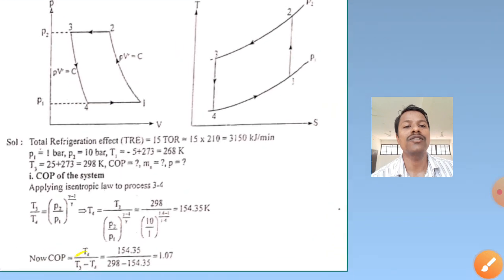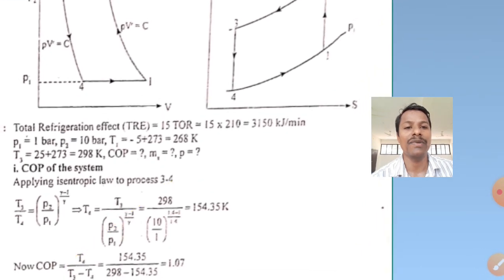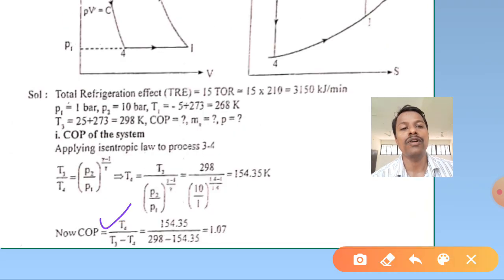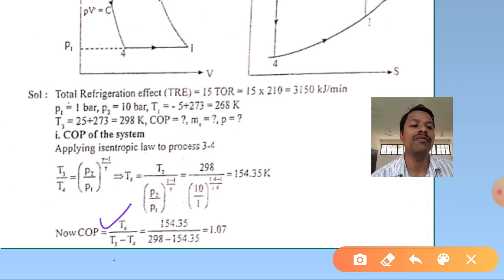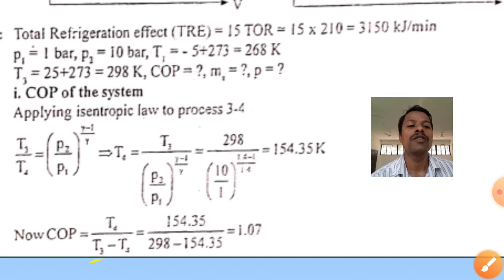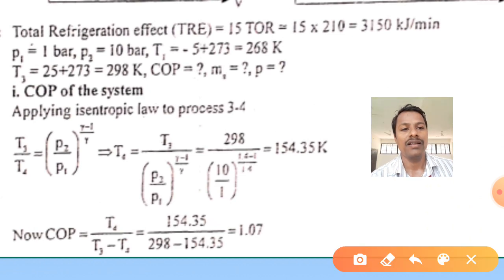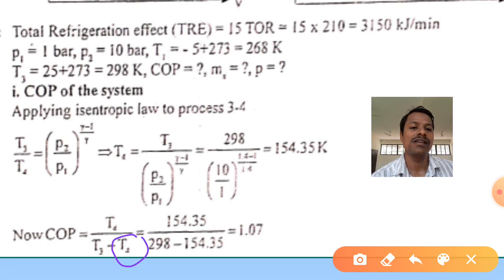So first let us look into the COP for this Bell-Coleman cycle. As we know, COP is given by T4 divided by T3 minus T4. So we need to find the unknown temperature, that is first T4, we need to find out because T4 is not known to us. T3 is given in the problem statement.